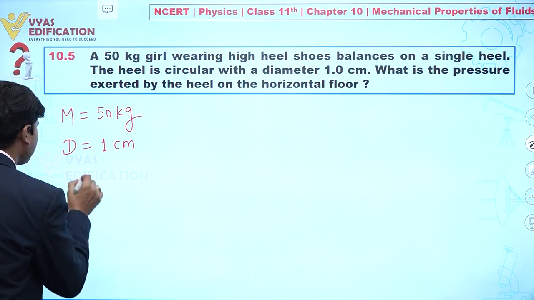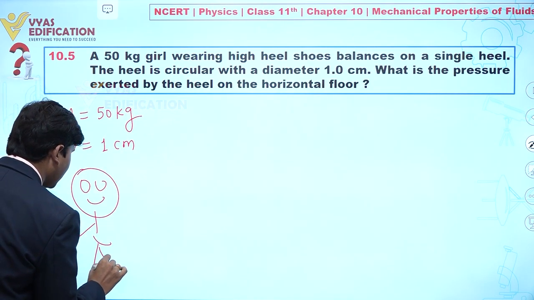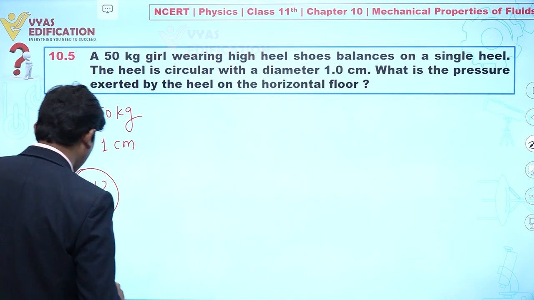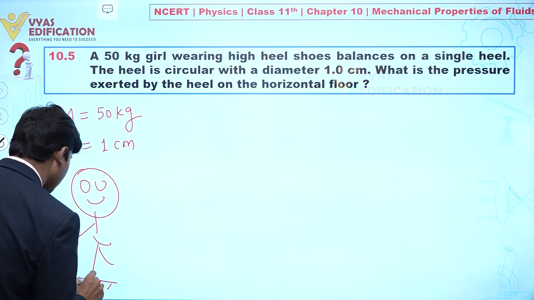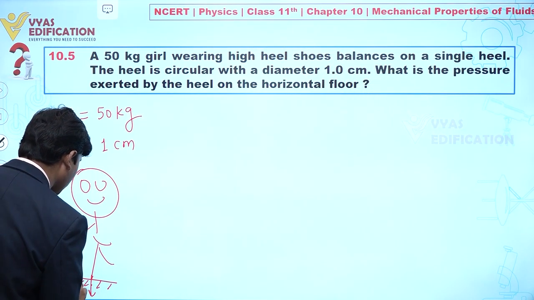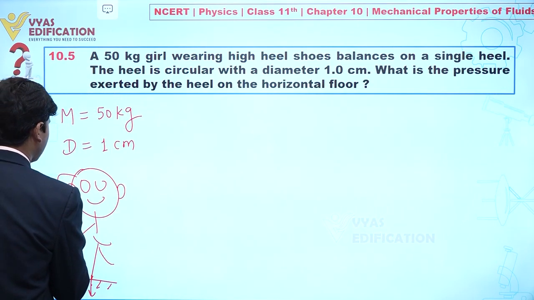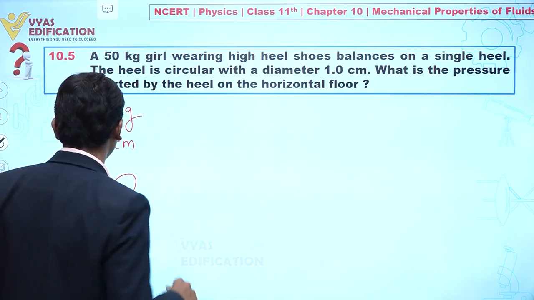So let's suppose this is a girl, and let's suppose this girl is actually standing on a single heel. And definitely this girl will be exerting a pressure P on this horizontal floor. So now how can we calculate the value of pressure here?